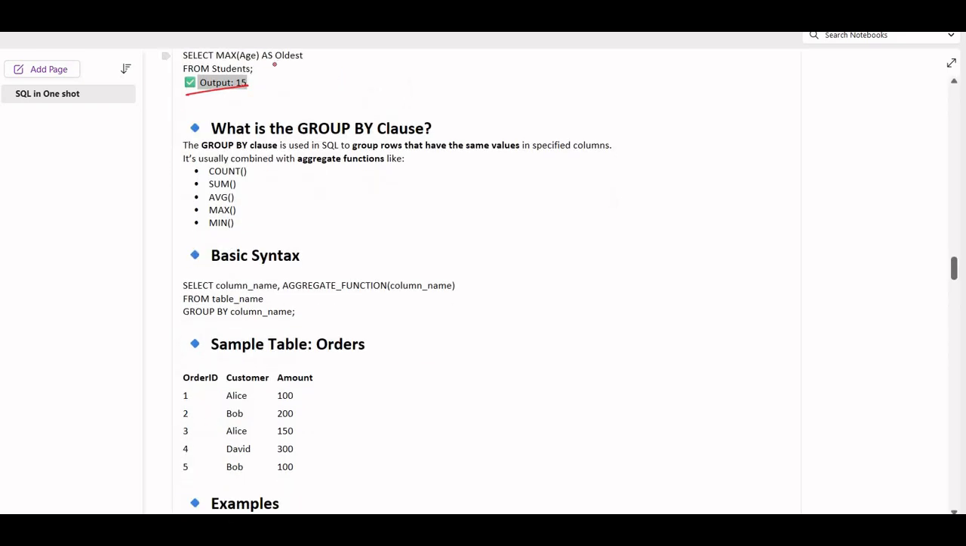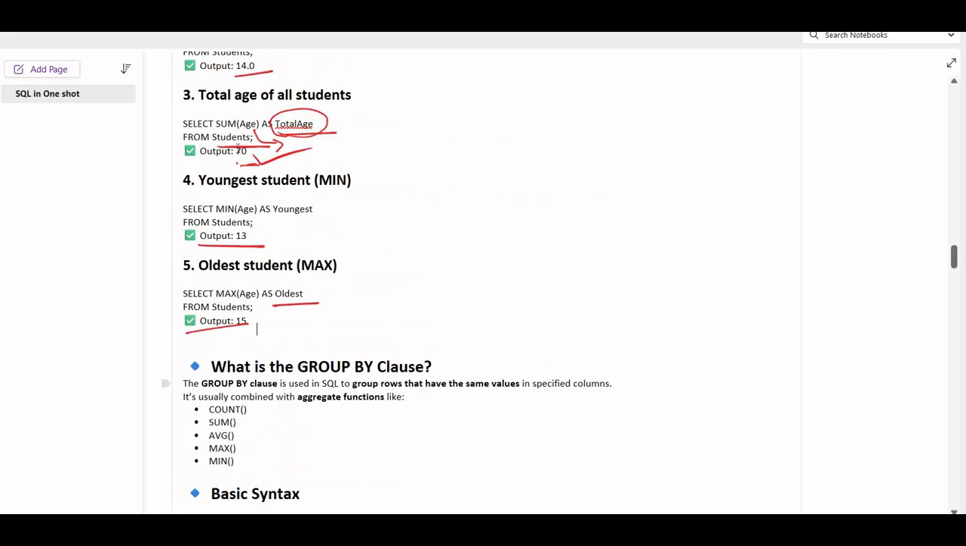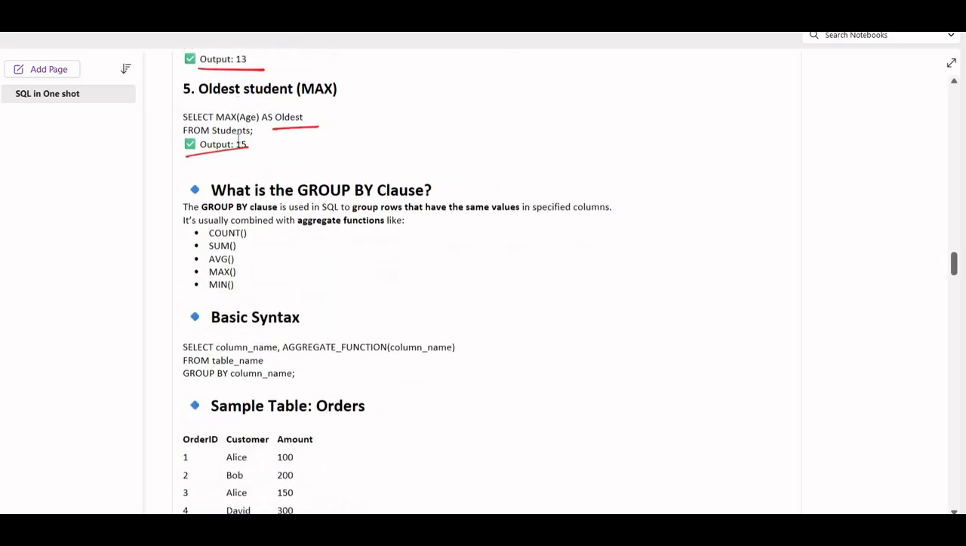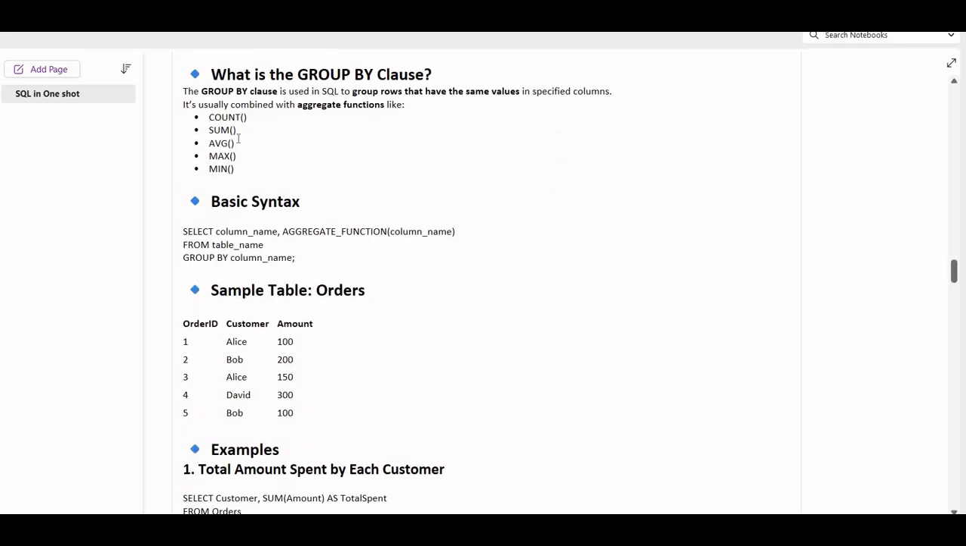Okay. AS is nothing but basically an alias. The alias name you give is what gets displayed as the column name in the output. I hope everything is clear till here. If you have any doubts regarding this, you can comment down. I'll explain in the next video. I'll make a separate video for the comments regarding this SQL.